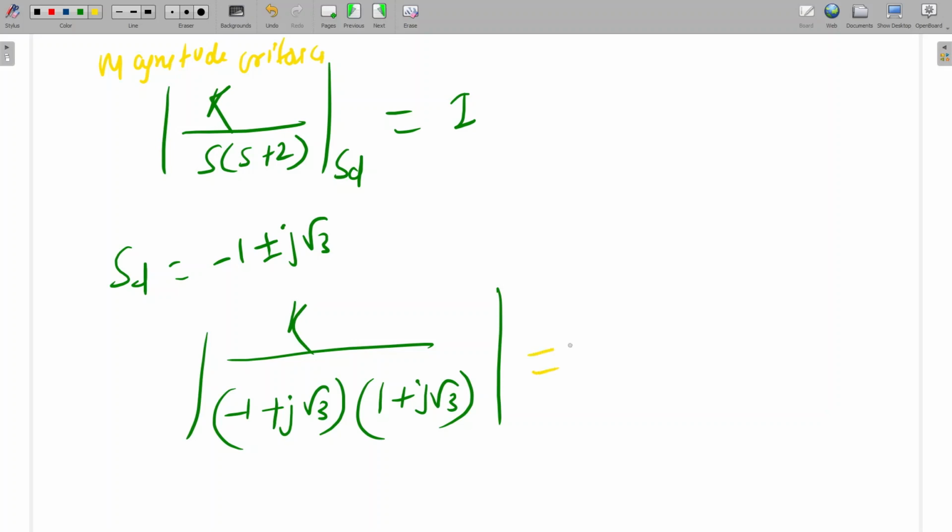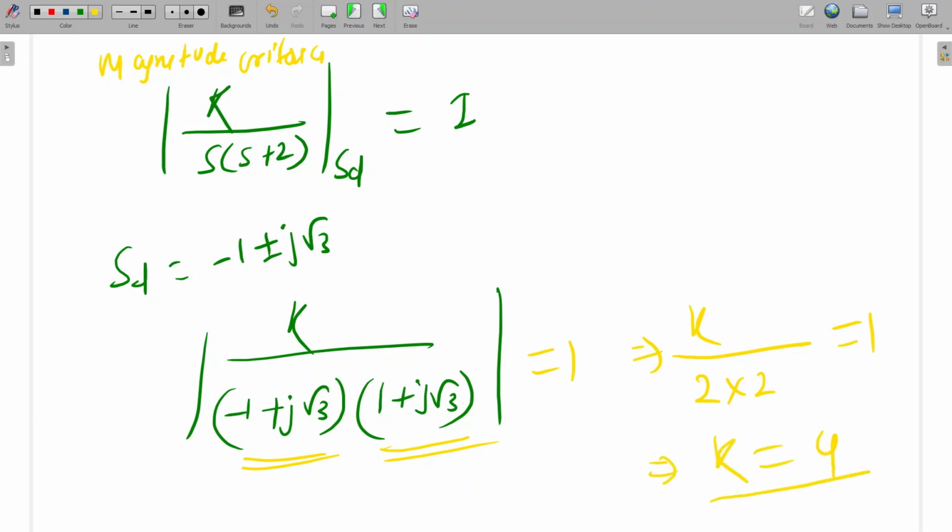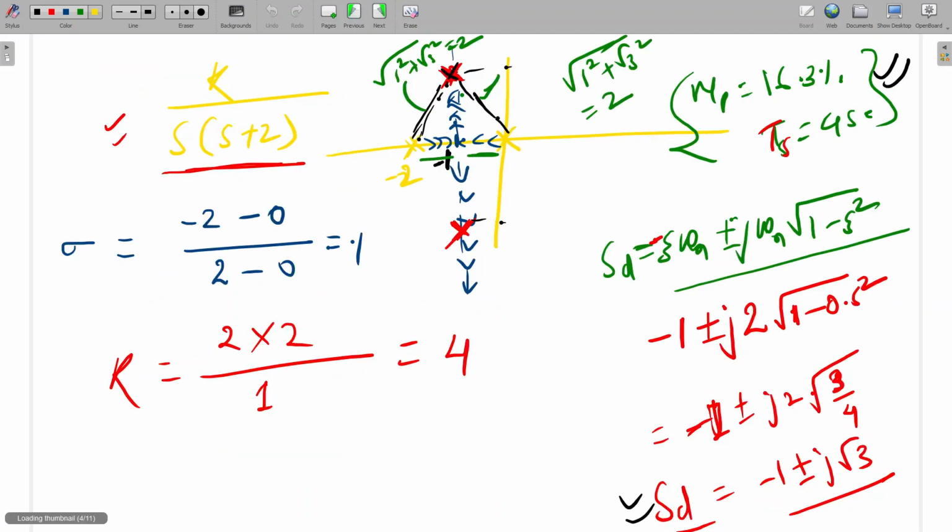Okay. So this should be equal to 1. It will be k divided by this magnitude, which is 2, and this magnitude, which is 2. 2 into 2 is equal to 1 and k will be equal to 4. Is it clear to all? Yes, sir. Sir, please explain both methods. Please explain the root locus method, sir.